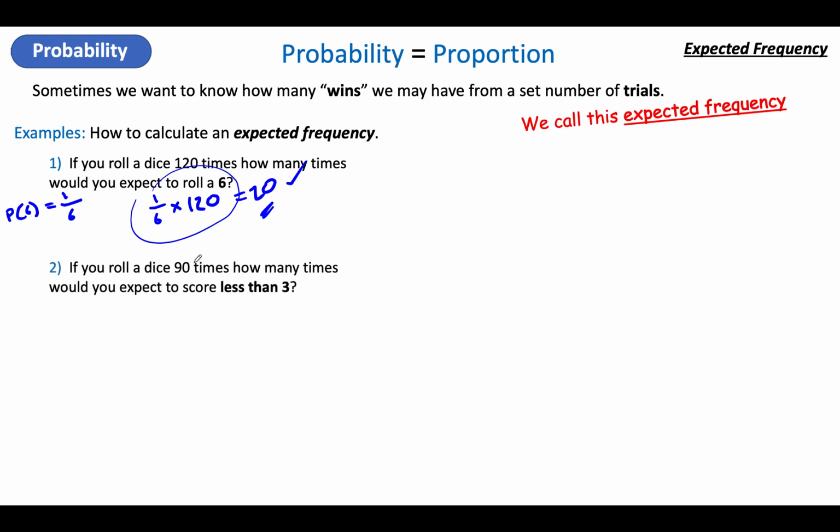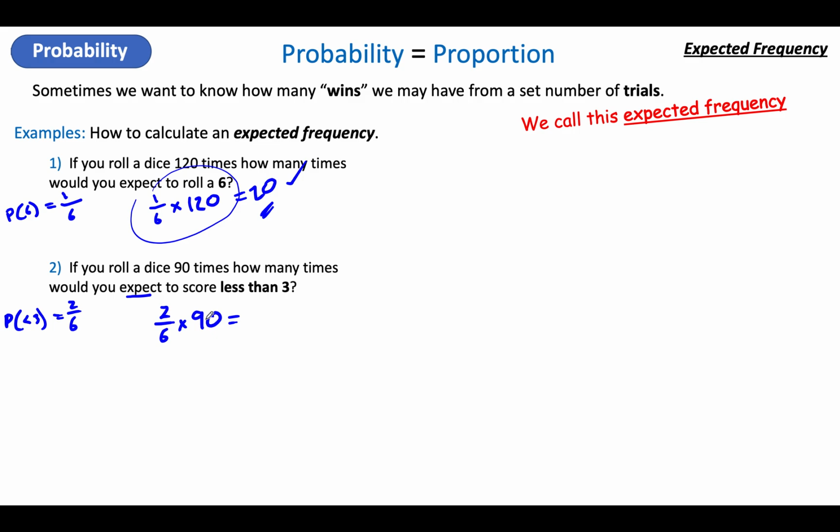If I roll a dice 90 times, how many times would I expect to score less than 3? Well, what is the probability of less than 3? There are two numbers that are less than 3 out of 6. So I would expect 2/6 of all of my rolls to be less than 3. So I want 2/6 of 90. Remember, of is times, so it's 2/6 times 90.